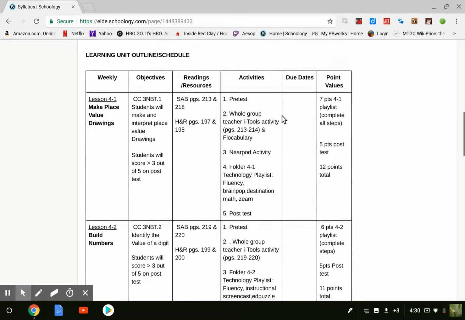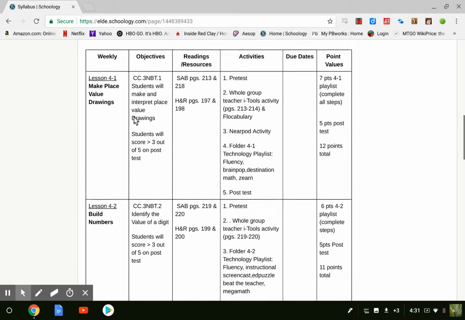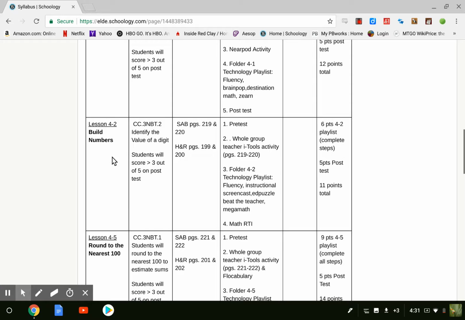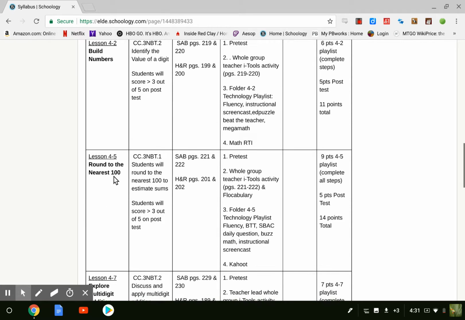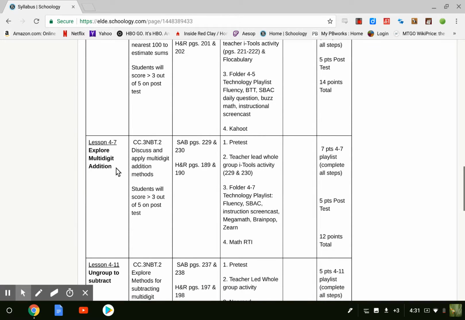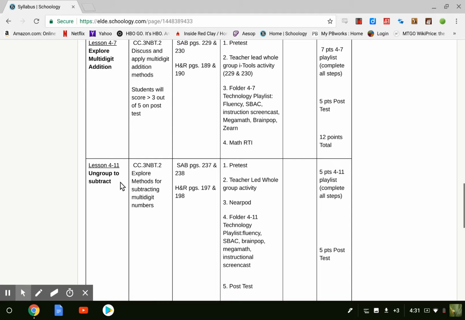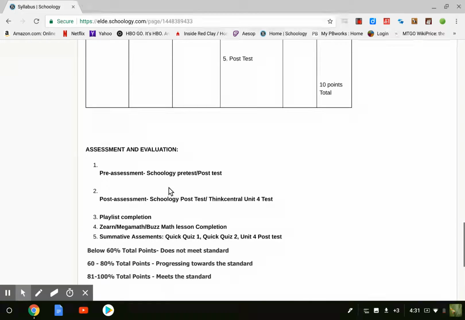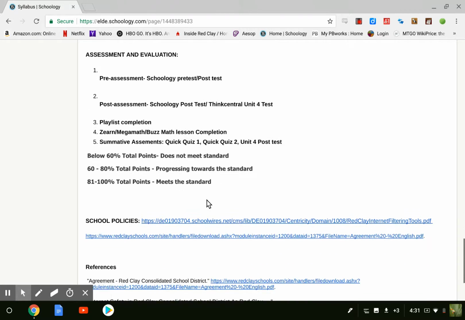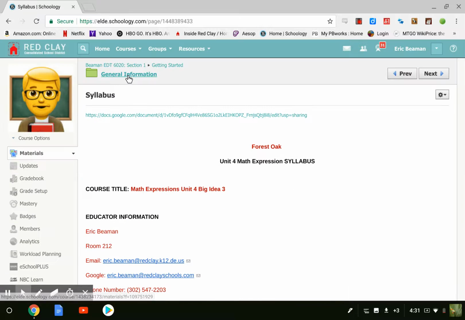I chose 4-1, which is place value drawings, 4-2, which is building numbers, 4-5, which is rounding, 4-7, which is multi-digit addition, and 4-11, which is subtraction. And then I went over some of the scoring, and I'll get to that in a little bit. So that was my getting started.